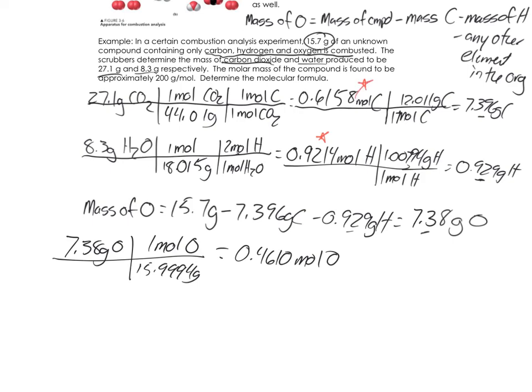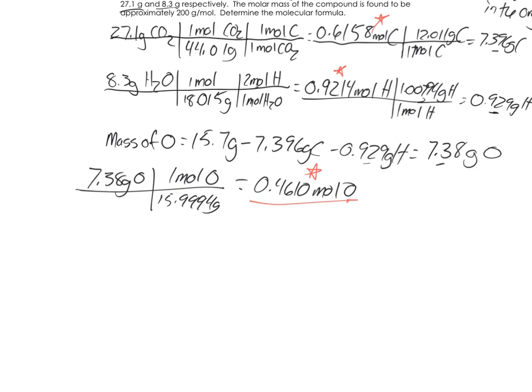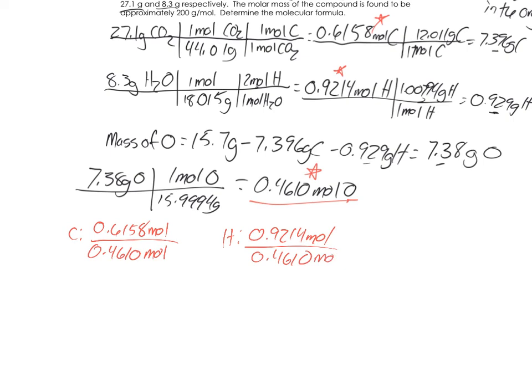Now I have everybody in moles. I have this guy in moles, this guy in moles, this guy in moles. This is the smallest, so I'm going to move on down here into red. For carbon, I have 0.6158 moles divided by 0.4610 moles. For hydrogen, I have 0.9214 moles divided by 0.4610 moles. And then for oxygen, I have 0.4610 moles divided by 0.4610 moles. So this is 1. This one ends up being 1.9998, which is equal to 2.